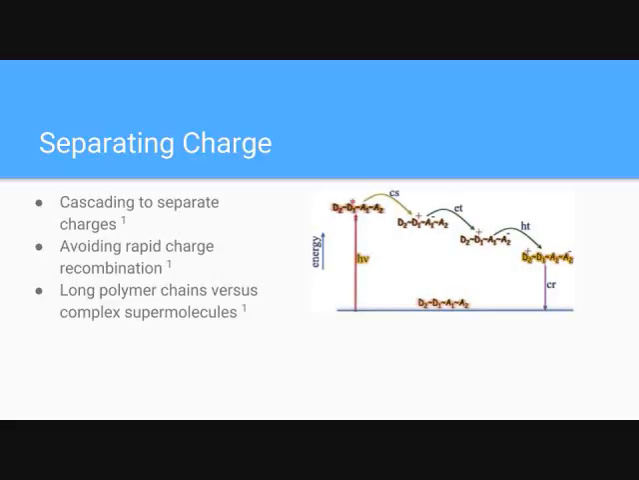There is a delicate balance in using long polymer chains versus complex supermolecules. Long polymer chains are simpler to synthesize but are not always the answer because they allow for fast charge recombination. On the other hand, taking the time to create a large, complex supermolecule could lead to errors in the design and to waste all of the time spent synthesizing the molecule.